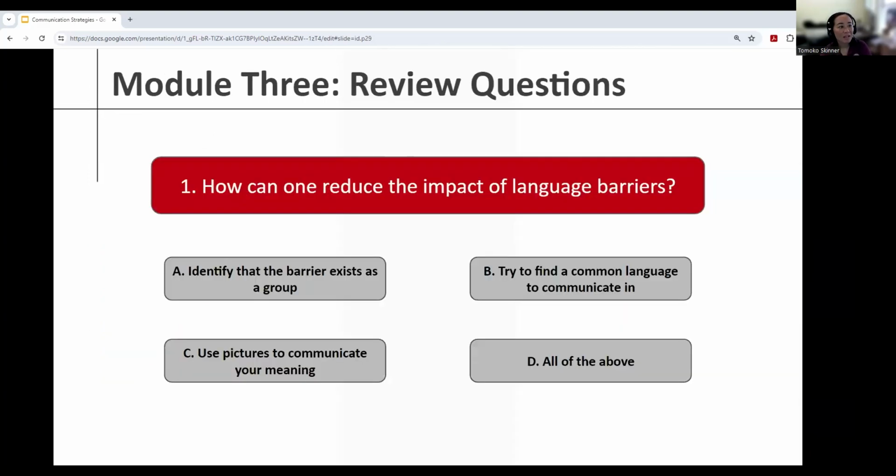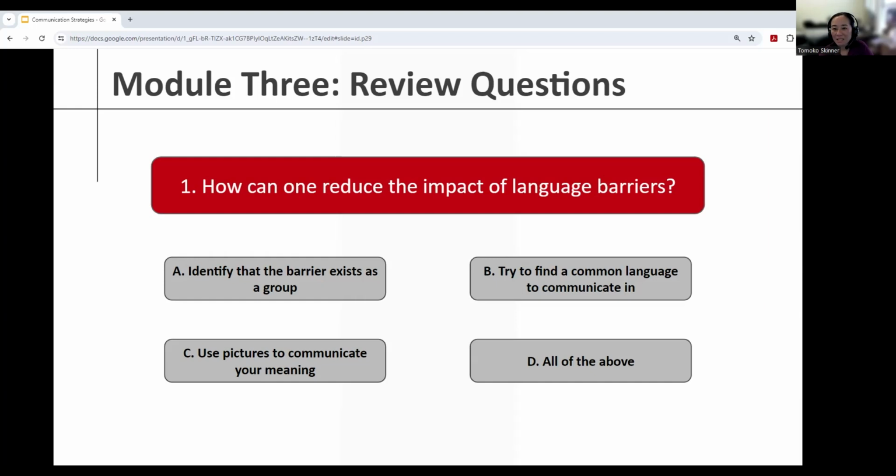Okay, we have this review question for you. How can one reduce the impact of language barriers? A, identify that the barrier exists as a group. B, try to find a common language to communicate. C, use pictures to communicate your meaning. D, all of the above. Type in the chat box.